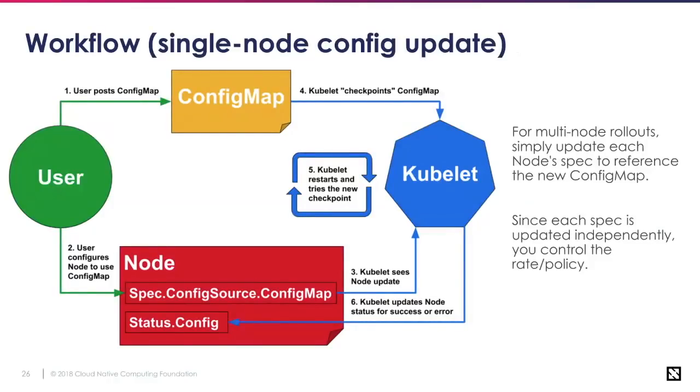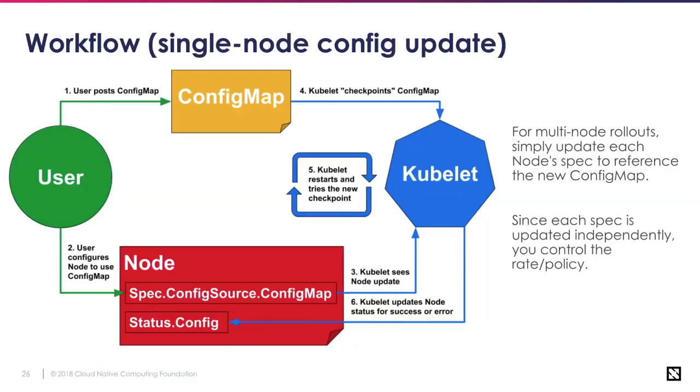So before we get into the low-level details of what the API for this looks like, let's just go through a high-level workflow from a user standpoint to reconfigure a single node in their cluster. The first thing the user would do is to write that config file and post it in a config map to their cluster control plane. And then once the user has done that, there's a field on the node object in spec called config-source.config-map that the user would update to refer to that config map. That field is effectively an object reference.